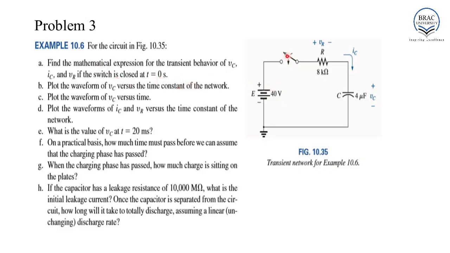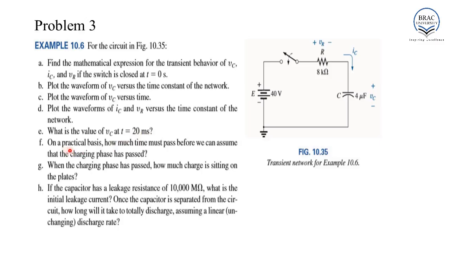That is, when the switch is closed, we need to determine the equations for VR, IC and VC. After that, we have to draw the curves of VC versus time, and VR and IC against time. After that, we have to determine the value of VC at t equals 20 milliseconds.